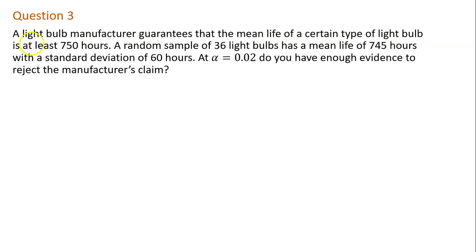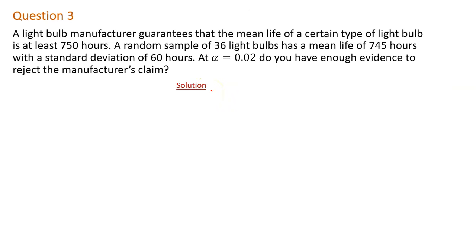Question 3 says, a light bulb manufacturer guarantees that the mean lifetime of a certain type of light bulb is at least 750 hours. A random sample of 36 light bulbs has a mean life of 745 hours with a standard deviation of 60 hours. At alpha equals 0.02, do you have enough evidence to reject the manufacturer's claim?